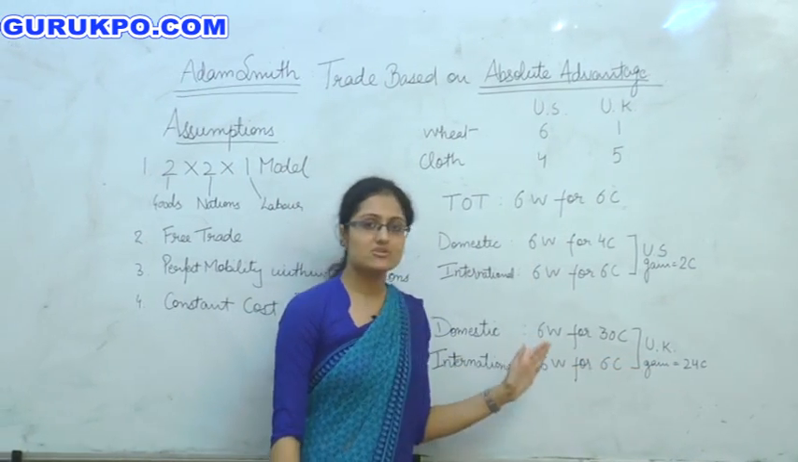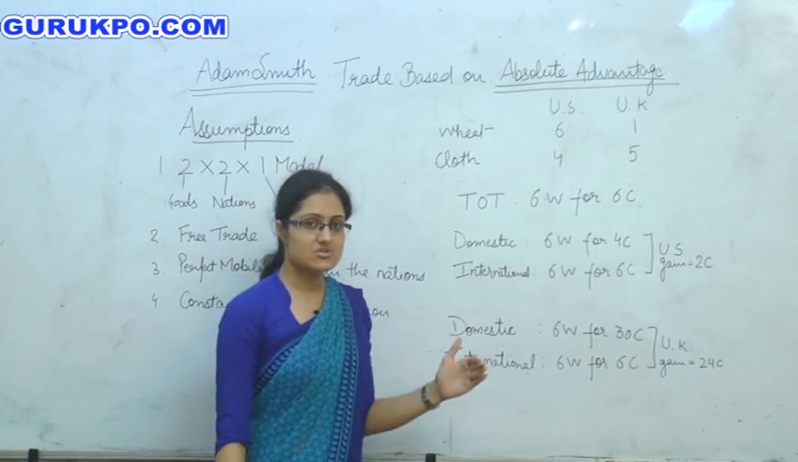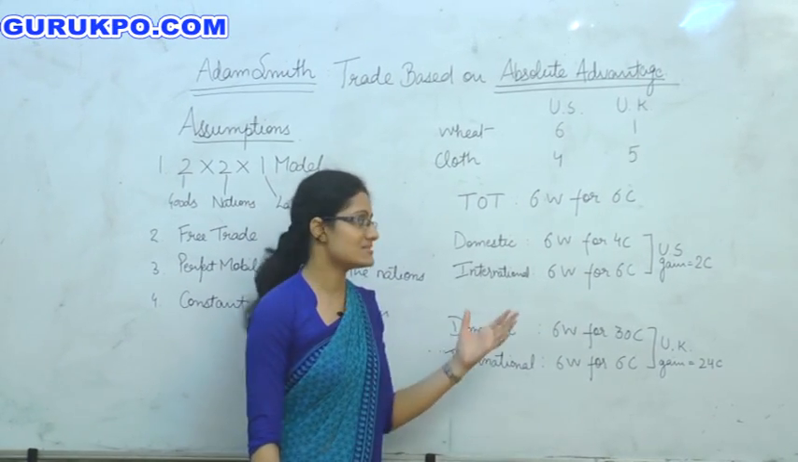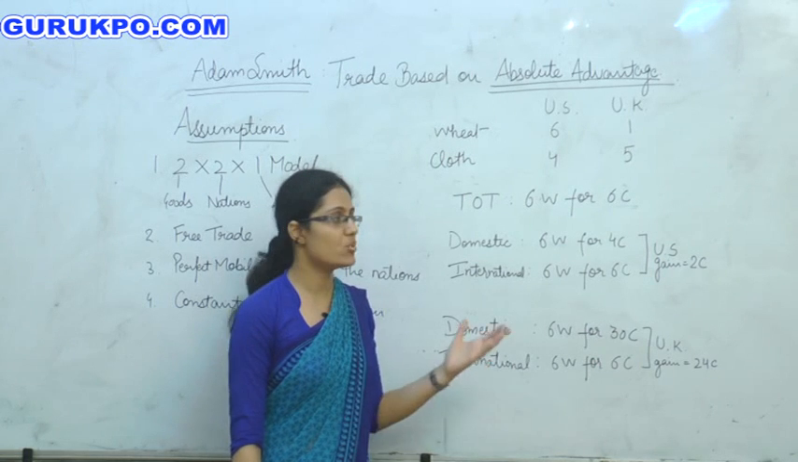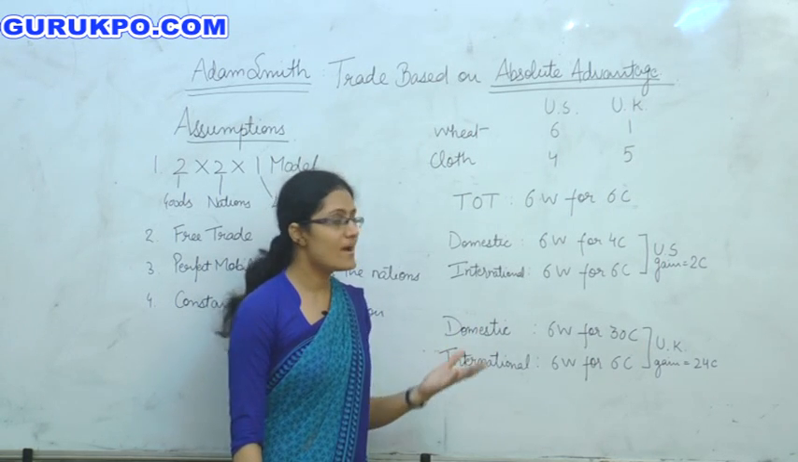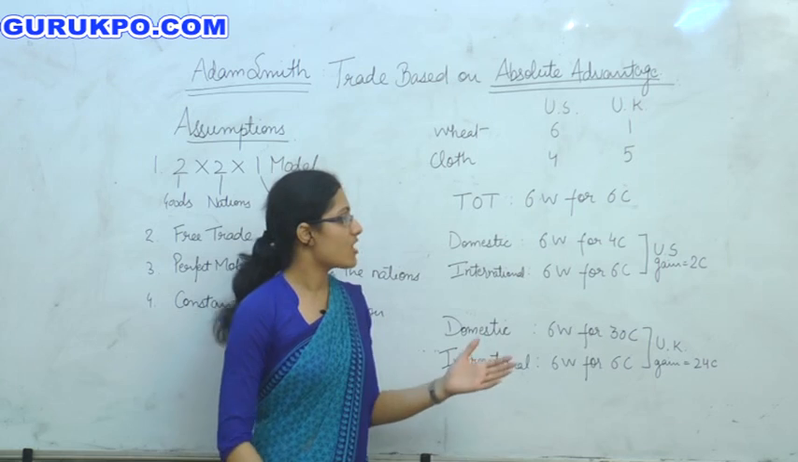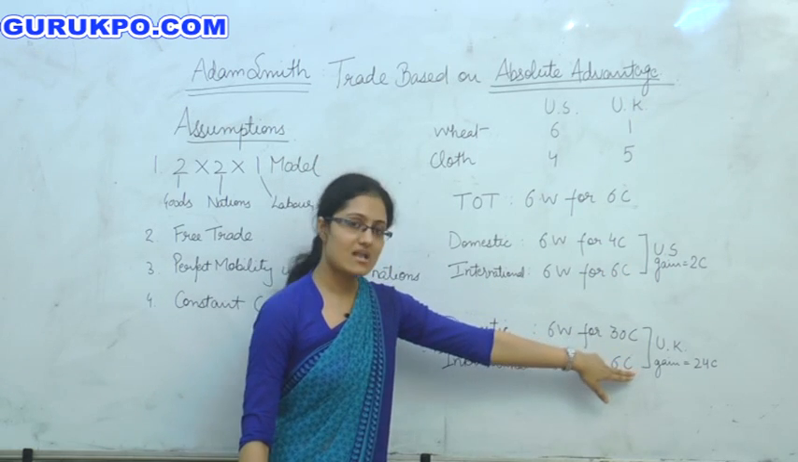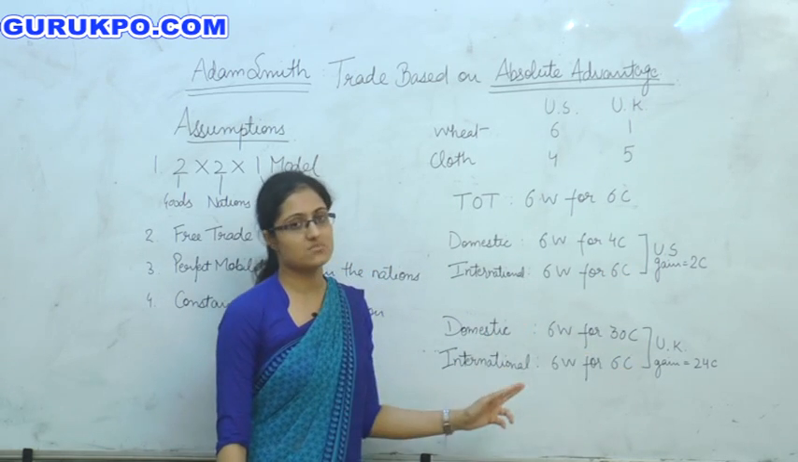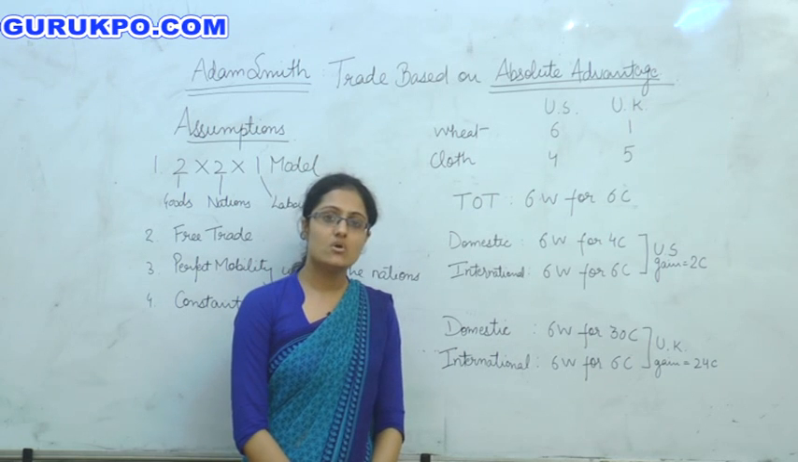So this example shows us that both the nations gain from trade, and therefore this is the basis for international trade, that both nations gain from trade, no matter whose gain is more. Now we can see that both the nations are gaining from trade, therefore trade is possible between both the nations. That's all on this theory.